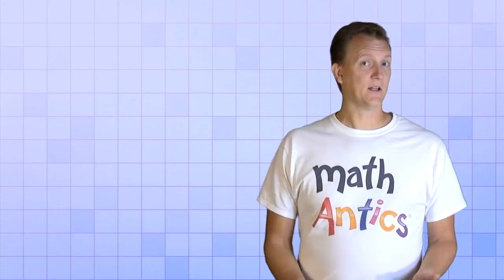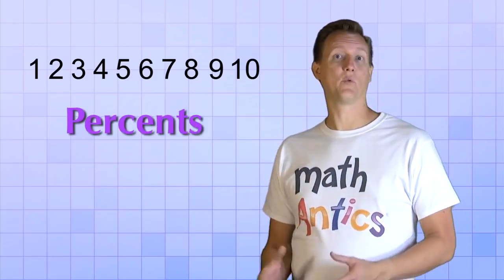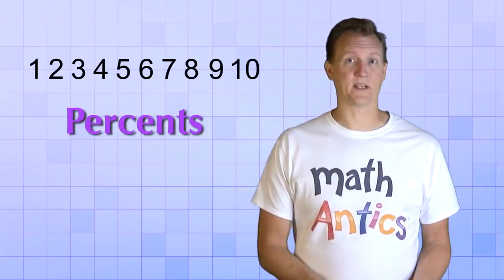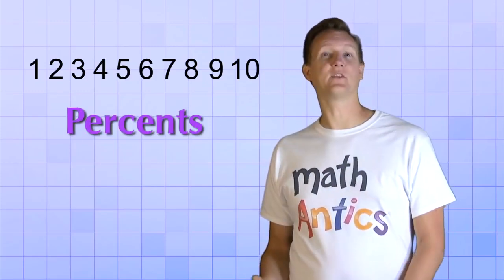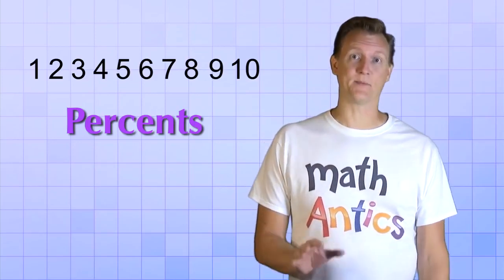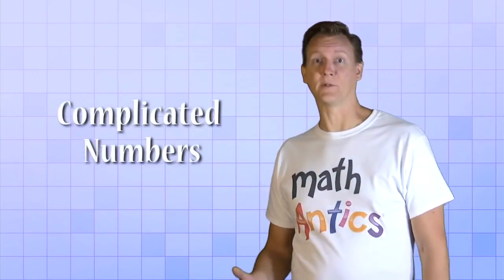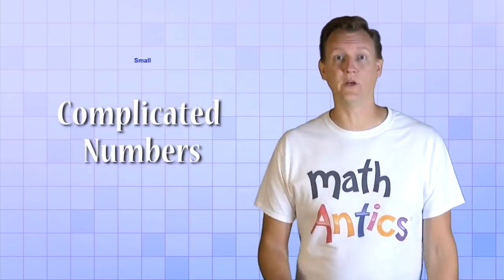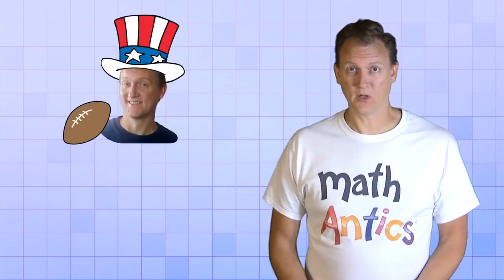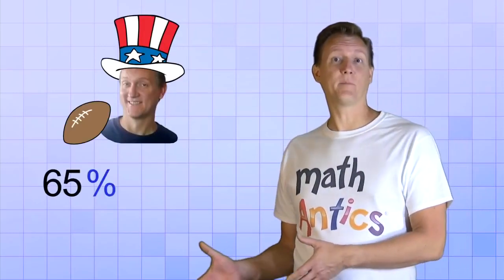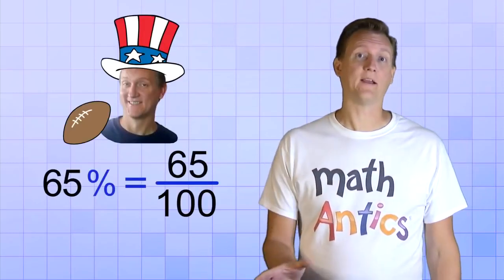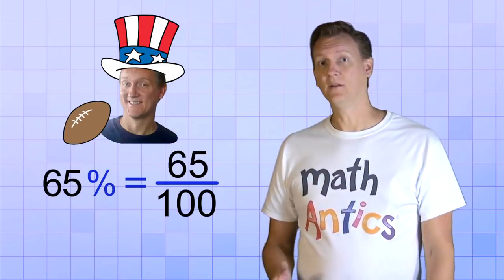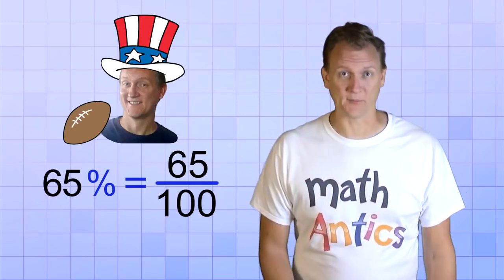So just like a scale of 1 to 10, percents give us a way to quantify things on a common scale, using numbers that are easier for us to relate to. And that's especially helpful when we're dealing with complicated numbers, like numbers that are either really small or really big. Remember our example about Americans in football? We used 65% to describe how many like watching it. Well, the actual numbers might look something like this.